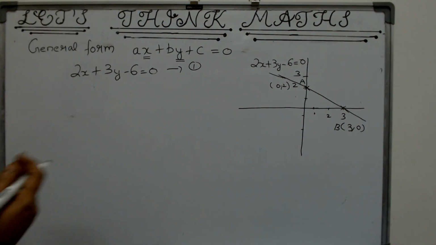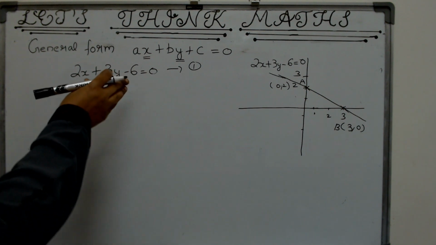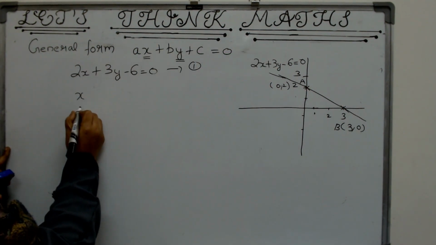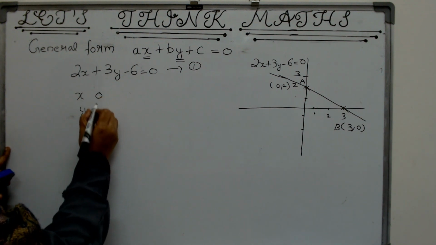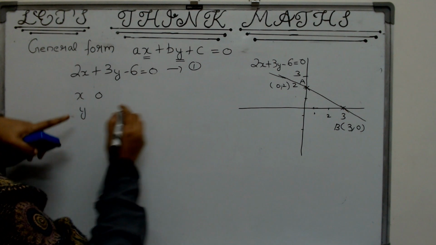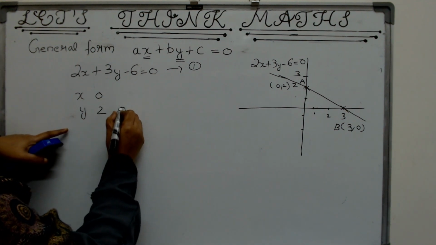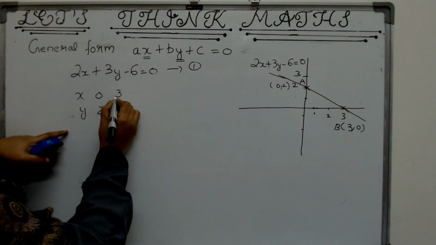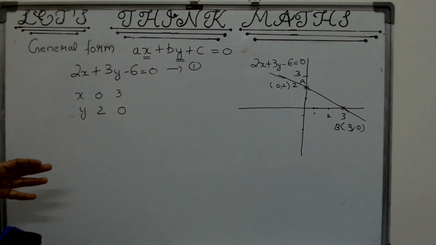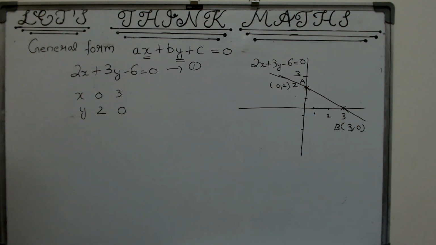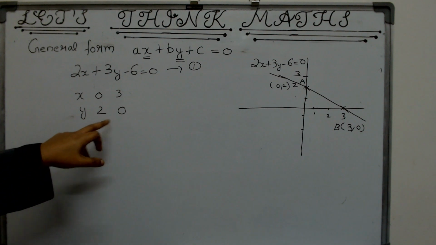Now what did we learn just now? We learned how to draw this line in the xy plane. How did we do that? We took x to be 0, found out what y was, that was 2. Then we took y to be 0 and we found out what x was, that was 3. Now, is it important that we take only 0? You can take anything, but there is something special and very important in these values.